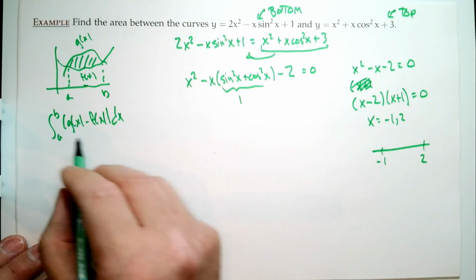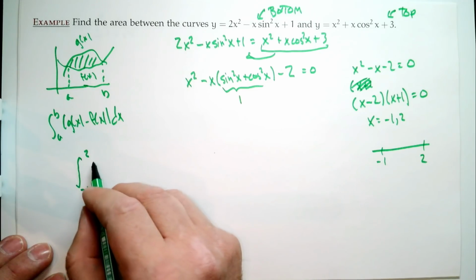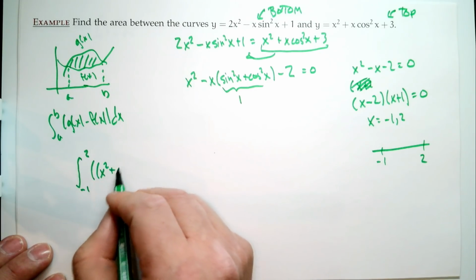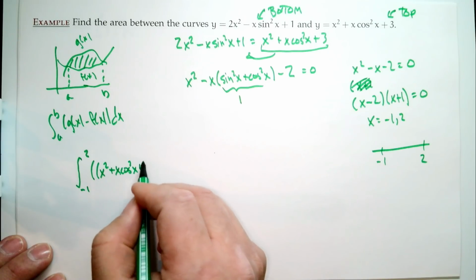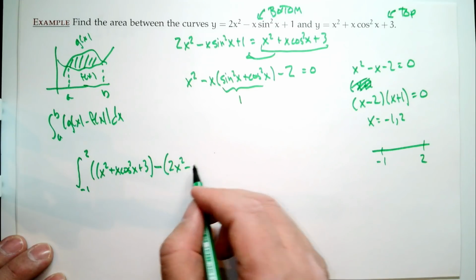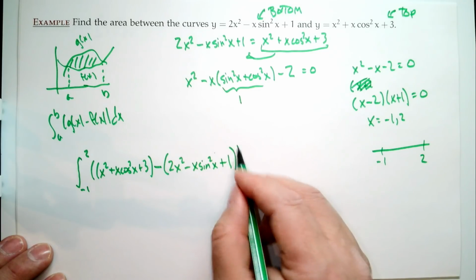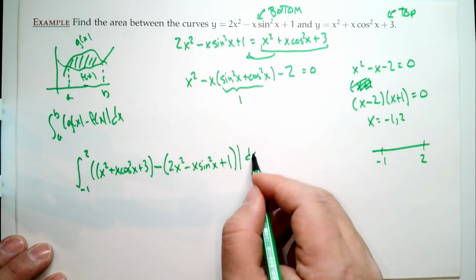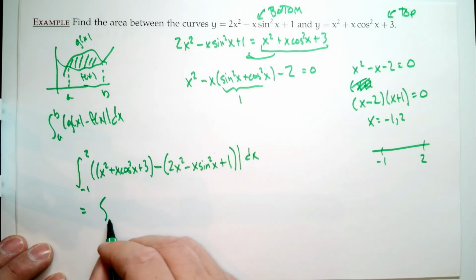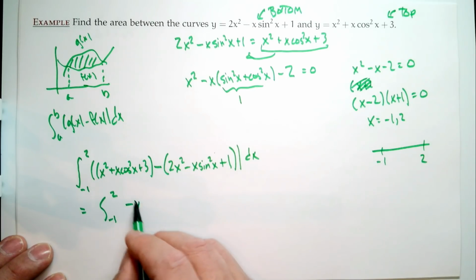So we're almost there. Now we know how to set it up. It's the integral from negative 1 to 2 of the top, x squared plus x cosine squared x plus 3, subtract the bottom, 2x squared minus x sine squared x plus 1. All right. Now, when you do this, you're going to see something familiar pop up. So the x squared minus 2x squared becomes minus x squared.